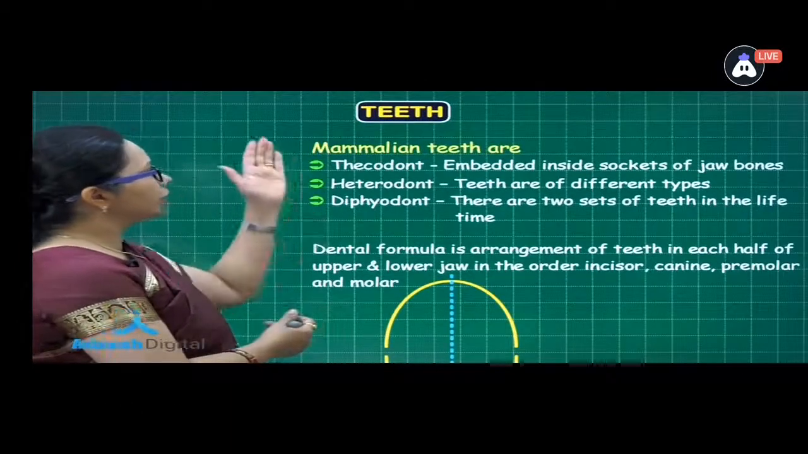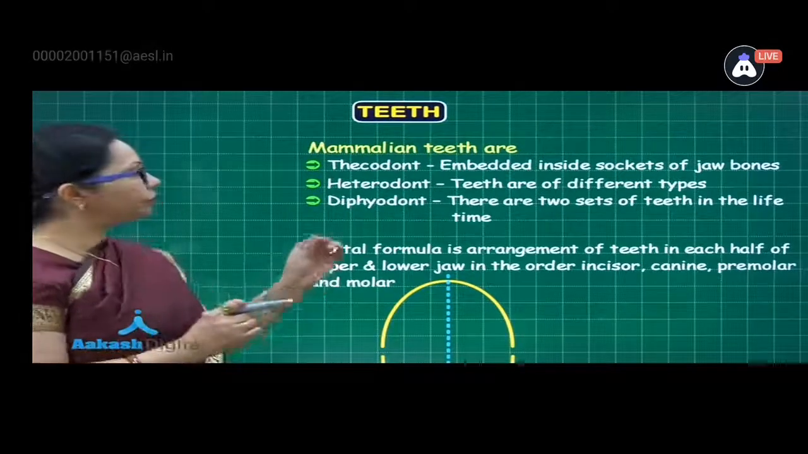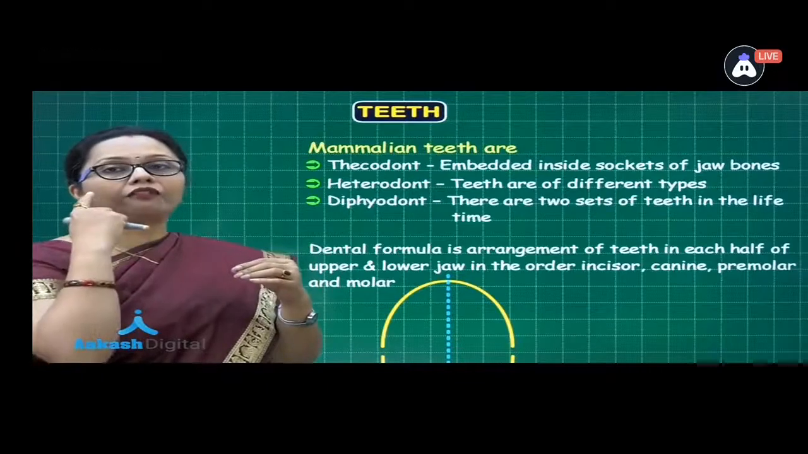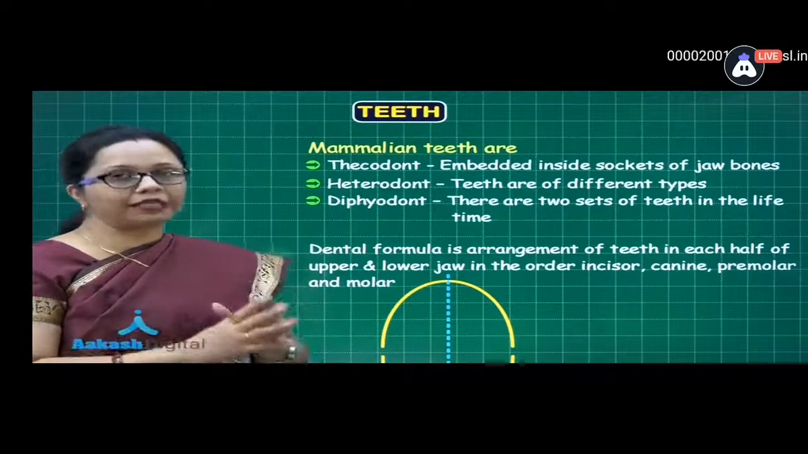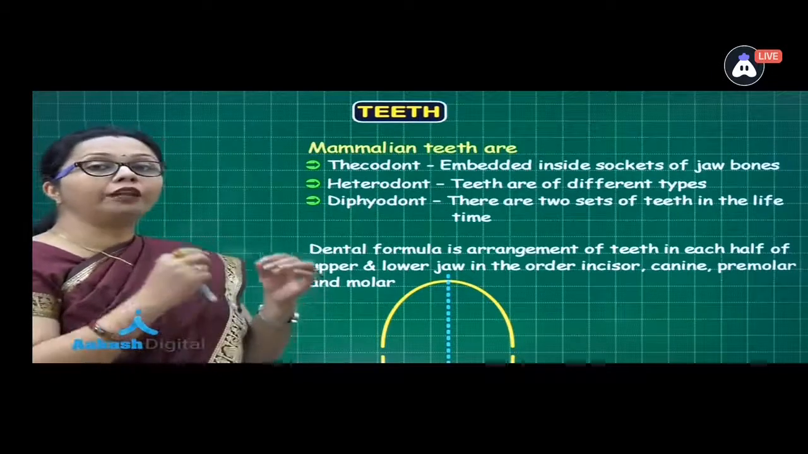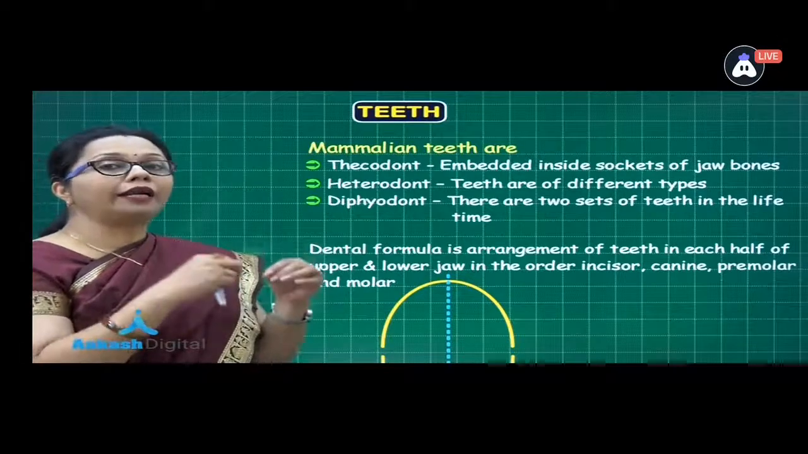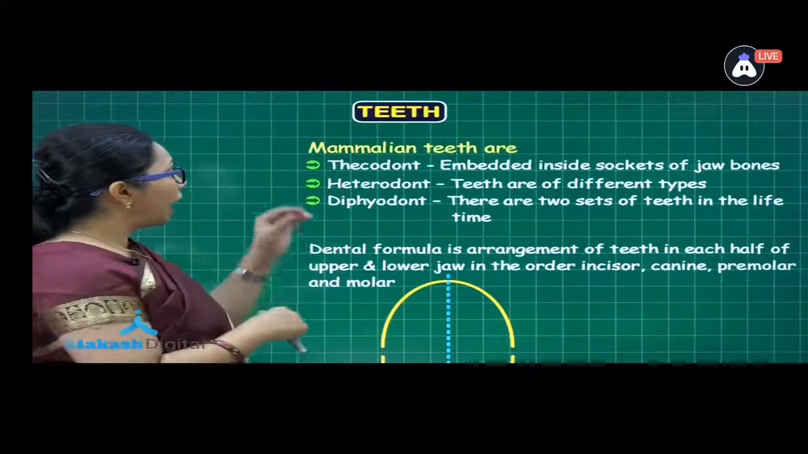Now in case of teeth, mammalian teeth are thecodont. Thecodont means which are embedded inside the sockets of jaw bones, and our upper jaw formed by the maxilla, one pair of maxillae, and lower jaw formed by a single mandible, and in both of them there are sockets which are also called alveoli, and in that the root of the teeth are embedded.